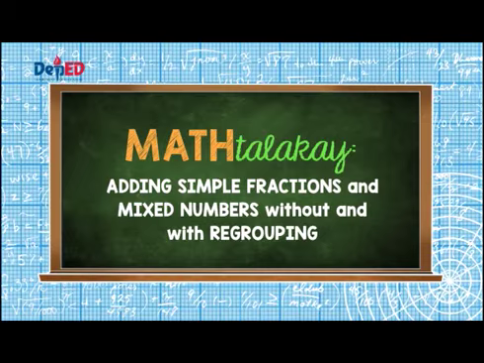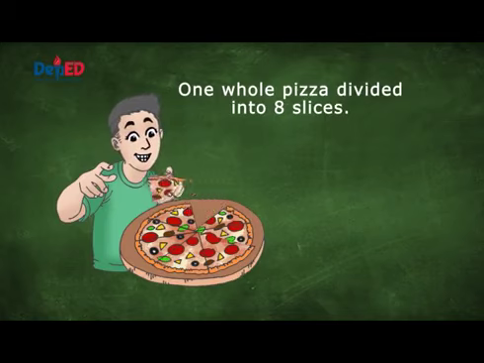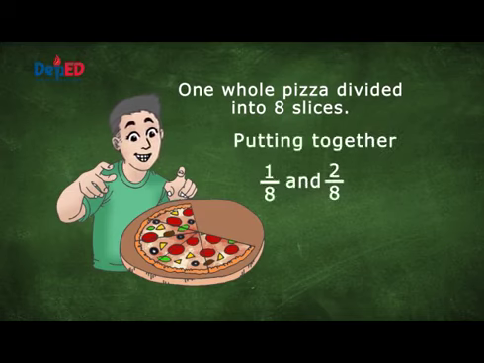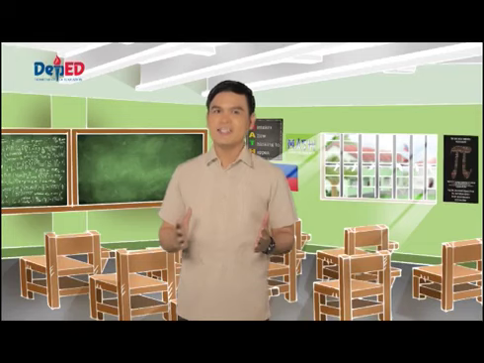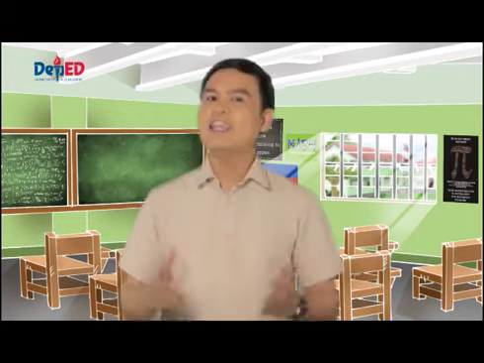Suppose you have a 1 whole pizza and you divide it into 8 slices. You ate 1 slice and another 2 slices. What part of the pizza did you eat in all? By putting together 1/8 plus 2/8 equals 3/8. It means that in adding similar fractions, we just add the numerators and copy the common denominator.